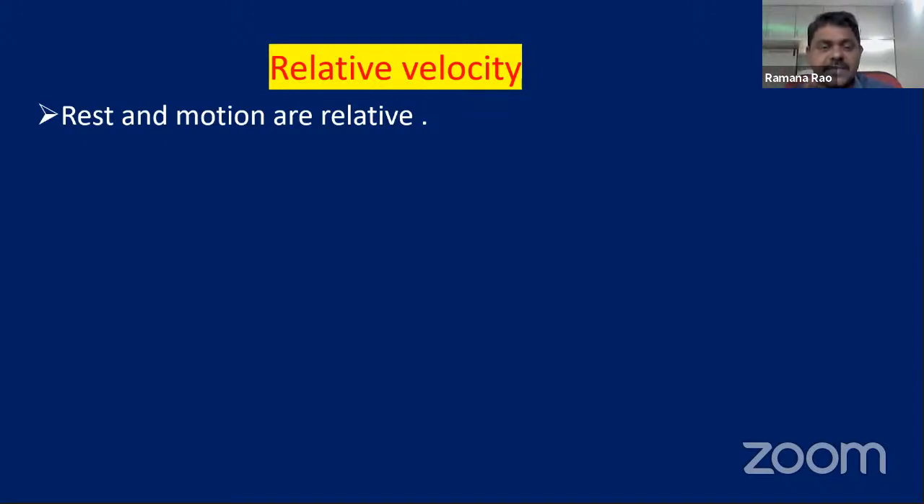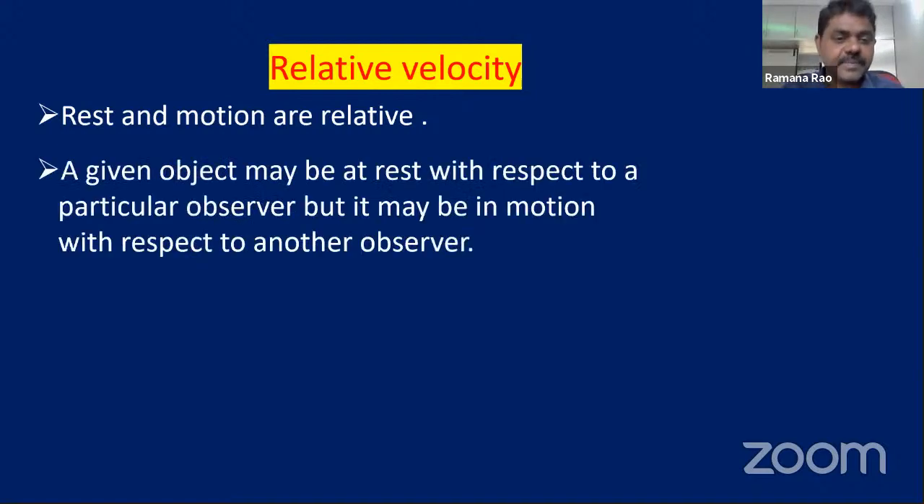As far as one-dimensional motion, straight line motion, is concerned, the better way to understand the concept of relative is how much difference there is in the positions, or how much difference there is in the velocity. That difference is relative, right? So rest and motion are relative.